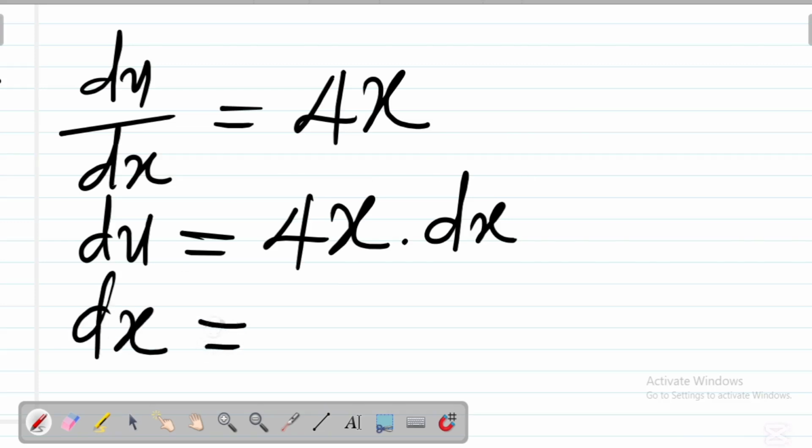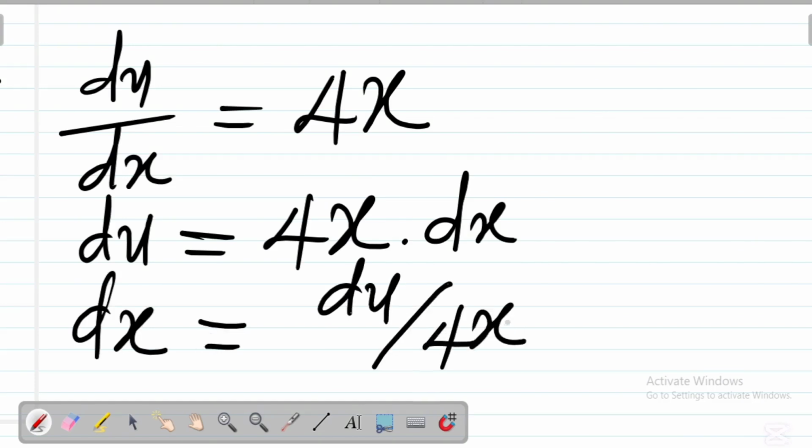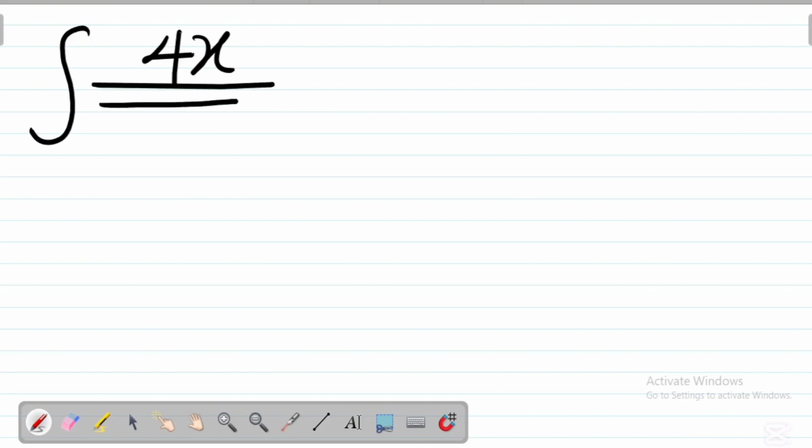Now let's make dx the subject formula. Dx becomes du all over 4x. So this is dx. Now our next task is to substitute into equation 1. This is equation 1: 4x all over square root of 2x squared plus 1 and then dx.